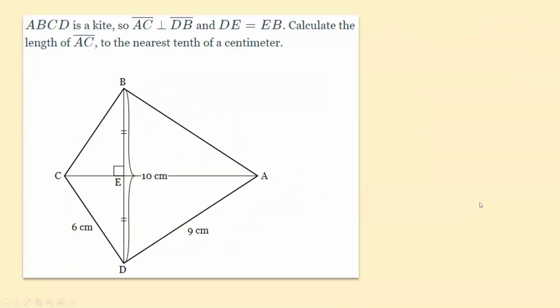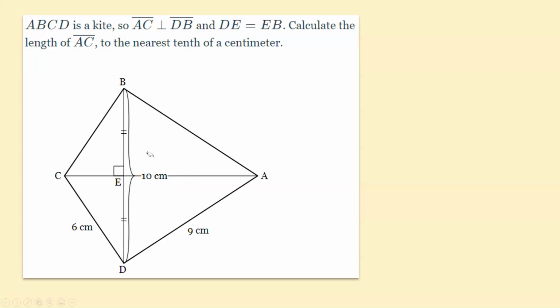And I just have one more example here, and this one's kind of a trickier one. So ABCD is a kite. So we got AC is perpendicular to DB. This symbol here means perpendicular, meaning they form a right angle. And DE is congruent to EB. So that's these two sections here. Calculate the length of AC. We want to find the length of this whole thing.